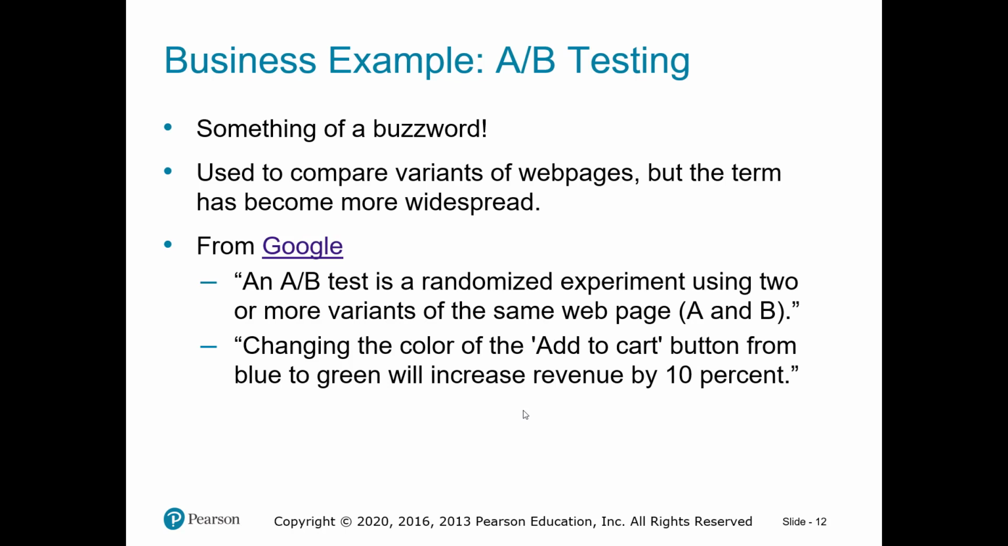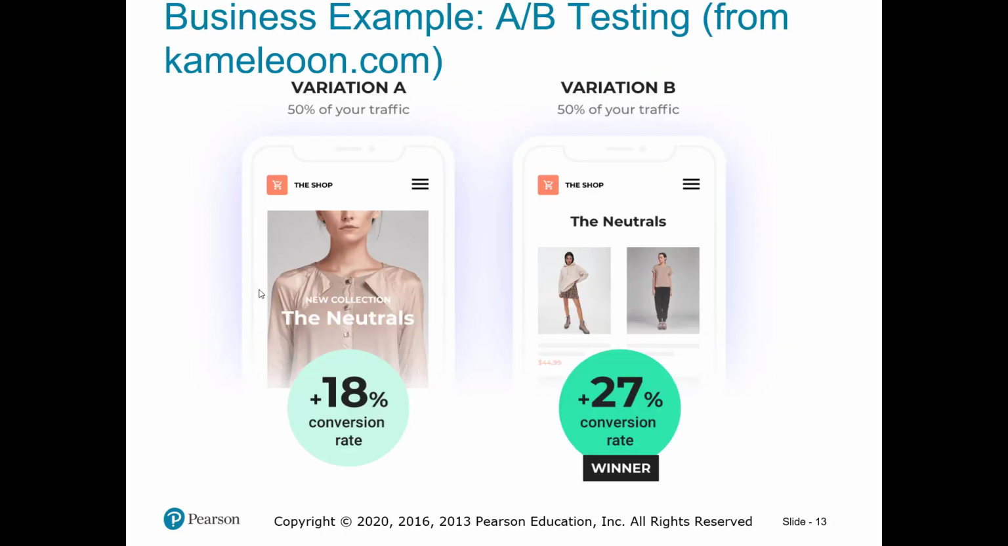An A/B test is a randomized experiment using two or more variants of the same web page. For example, we want to test whether changing the color of one of our buttons will increase our revenue. So here's a little example. We have two variations of our website, the first one here and the second one here, and we want to see if the conversion rate is higher on the first or higher on the second. And we can do a simple two-sample statistical test to prove whether it is or is not.